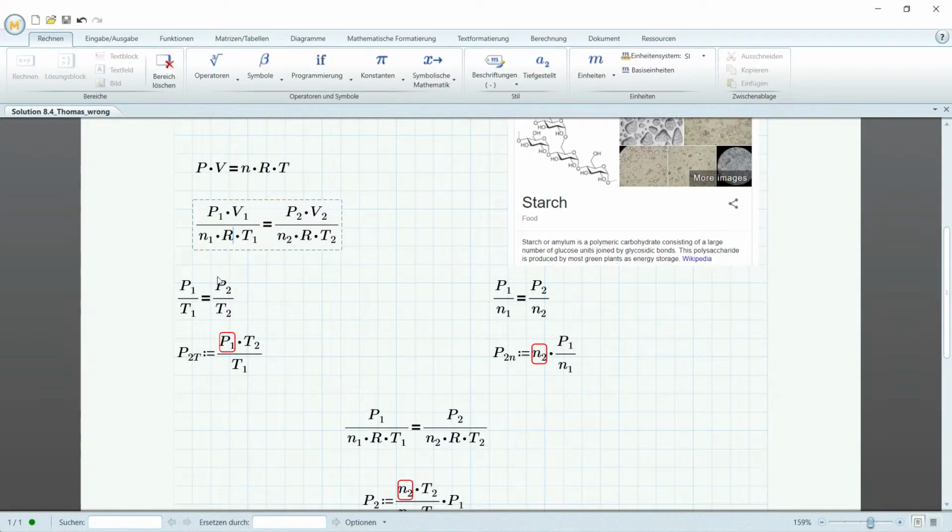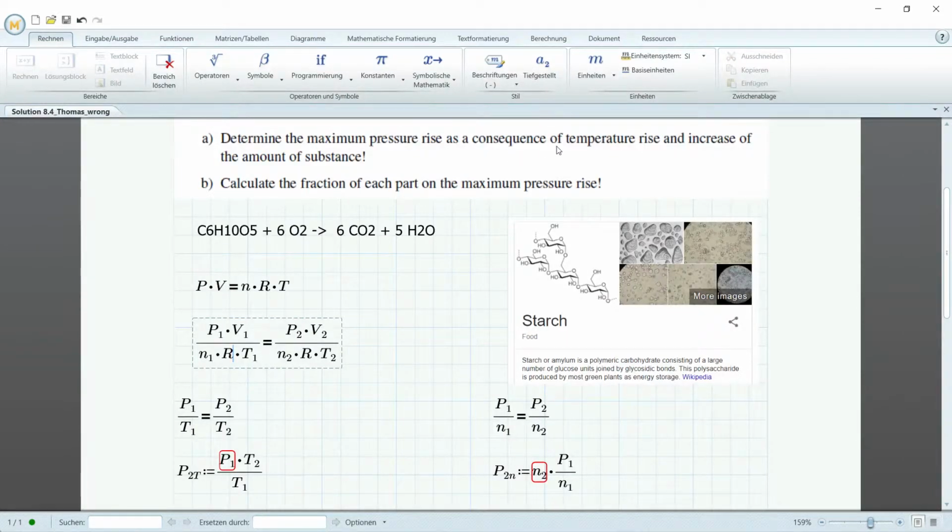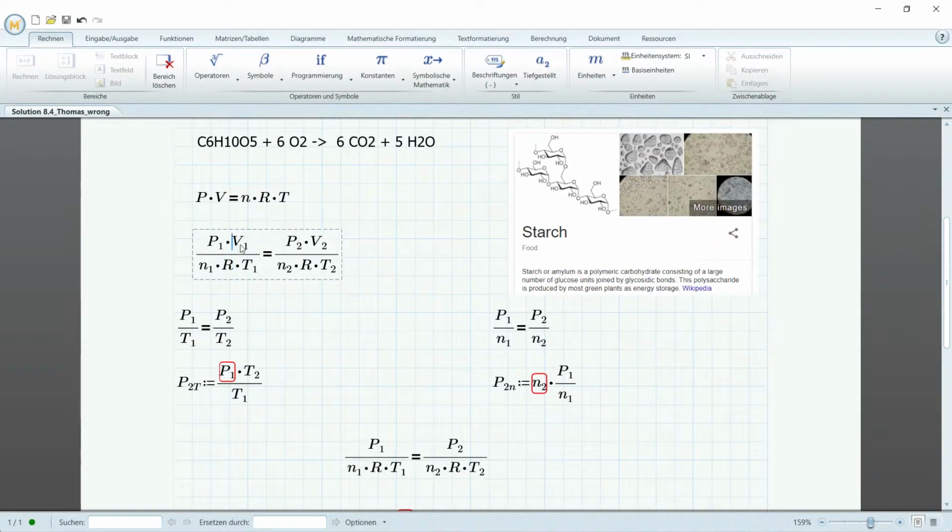So in the first part of the problem, we're asked to determine the pressure rise as a consequence of temperature rise, which means volume inside of the silo is staying the same and the number of moles is staying the same. R is anyway a constant. So here we have P1 over T1 is equal to P2 over T2. And so I'm calling this P2T, the pressure that results due to temperature rise. So let's say P1 is initially 1 bar.